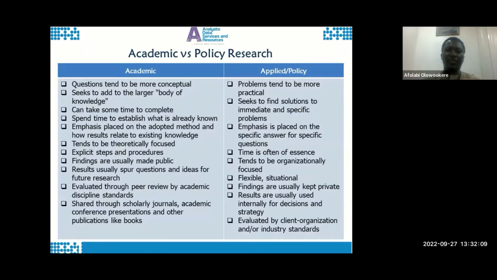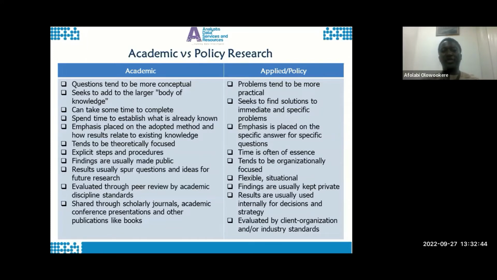So let's look at some distinctions between academic and policy research. In academic research, questions tend to be more conceptual, whereas in policy, they tend to be more practical. Academic research seeks to add to the larger body of knowledge. So you want to say that in the world or in Africa, this is about the first time somebody is probing or inquiring into this issue, or using this methodology, or getting this kind of results. For a policymaker, it doesn't have to be the first time. In fact, you even want many people to have done it so that you can learn from them.